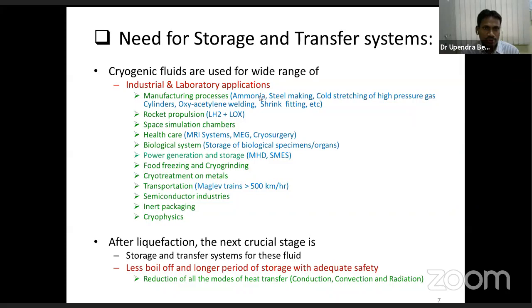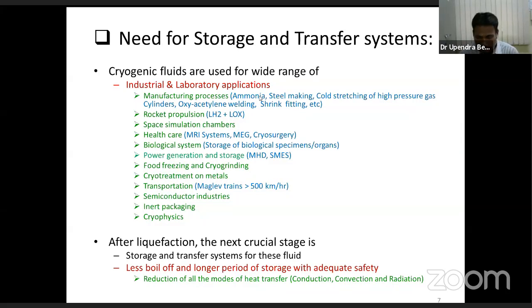So an advantage that we have is that when we liquefy this gas to liquid form, the volume is reduced by almost a minimum of 700 times, and it is easy to store. But at the same time, one has to take special consideration to store these liquids, so that after liquefaction, the important factor is how to store this so that there is less boil off and a longer period of storage for all these cryogens, and with adequate safety.